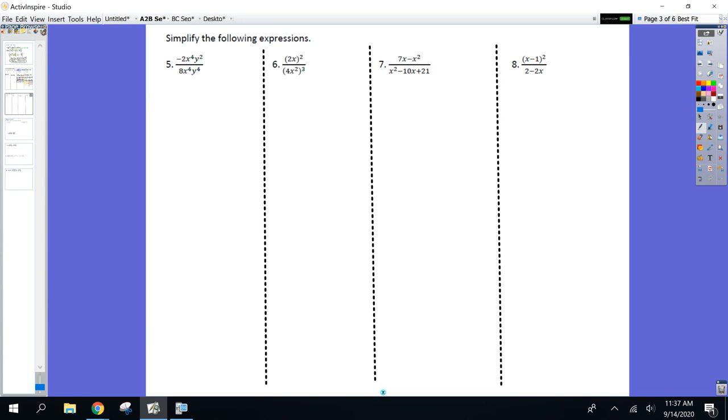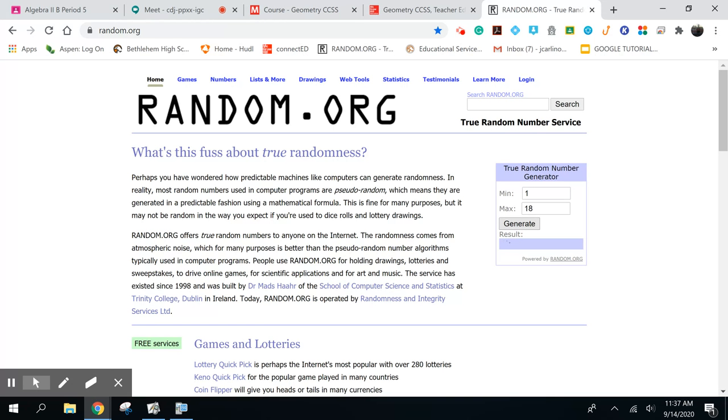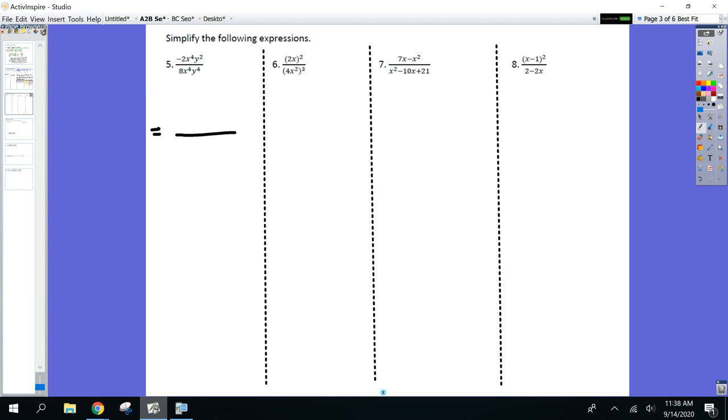Now I got variables. All right, so here we go. Number 5, reduce the numbers first. Negative 2 over 8. You guys can reduce those. What's negative 2 over 8 reduced down to? Will, what do you got for me?